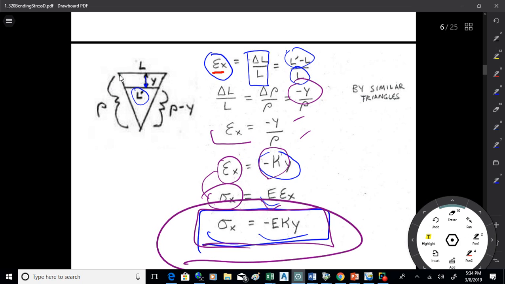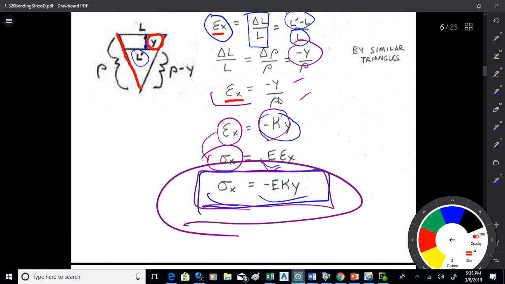So here's the radius of curvature of that beam. And we're coming off of that a little bit when we drew our second line. We're coming off a distance of y. So delta L is to L as delta rho is to rho, which is y to rho. So the strain, the normal strain in the x direction is negative y over rho, which we call 1 over rho, kappa, which is the degree of curvature. So the strain in the x direction is negative kappa times y.